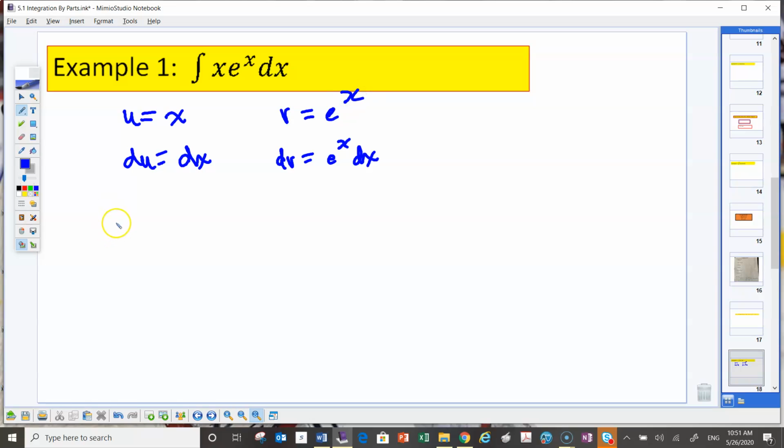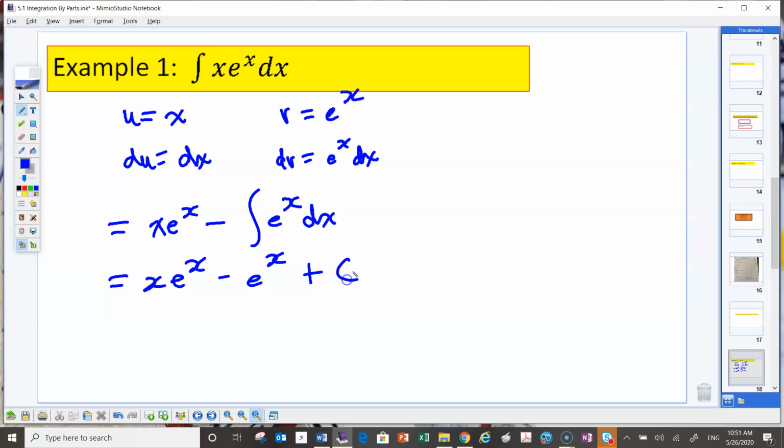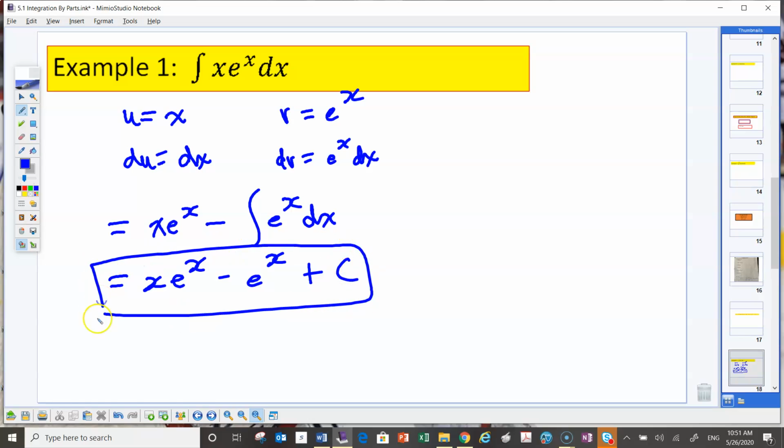So therefore, our integration by parts is u times v, so it's going to be x e to the x minus the integral of v, which is e to the x, du, which is dx. So this is x e to the x. The integral of an exponential is itself plus a constant, and that would be our final answer.